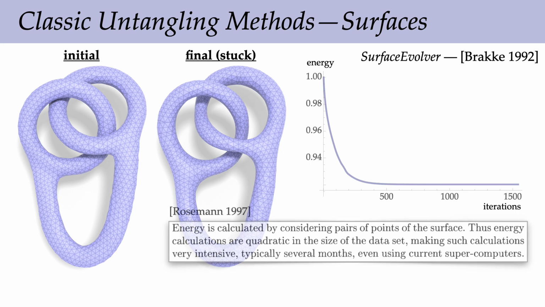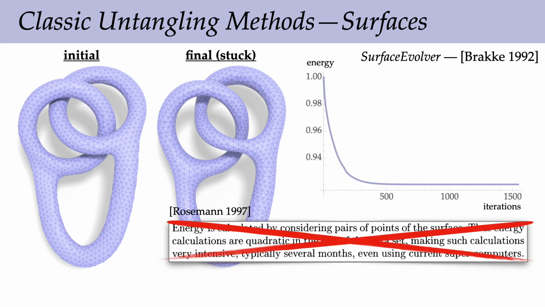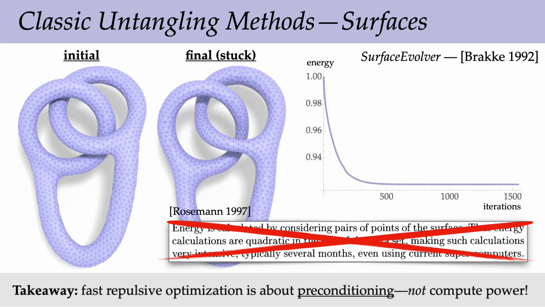And although there are some comments that, well, maybe you just need to run it on a faster computer, we know now that's not really the story. If you want to optimize repulsive energies on surfaces, you really have to think more deeply about the mathematics. You can't just throw more compute power at the problem.